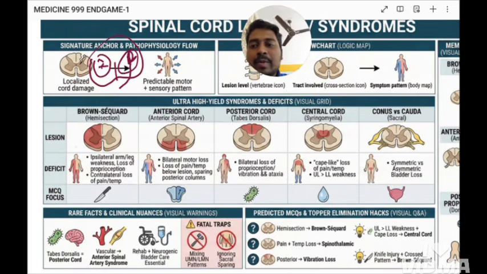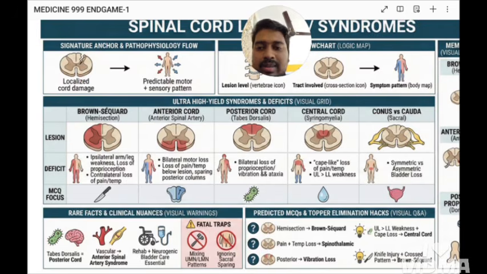Along with this, the proprioception pathway, the sensory pathway, ascends in the same direction and then decussates above. So there is same side loss of fine touch and proprioception, and same side weakness. Whereas the spinothalamic tract that carries pain and temperature decussates to the opposite side and then ascends, so there will be contralateral loss of pain and temperature. This is what you need to remember in Brown-Sequard syndrome.